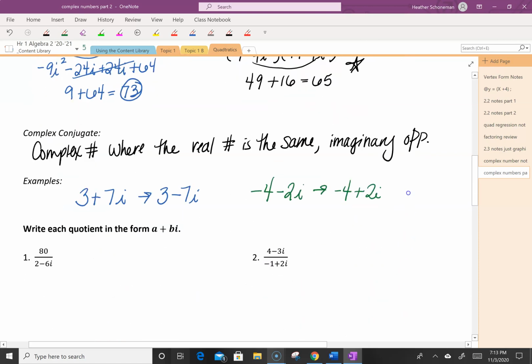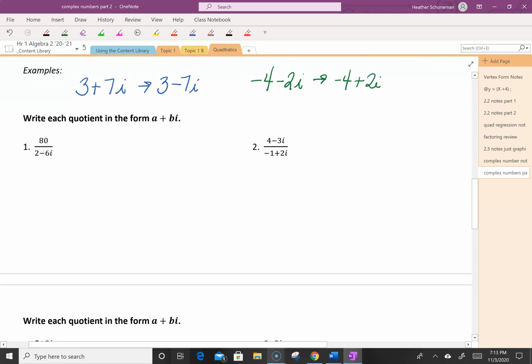Remembering this is going to help us for this next thing. We need to write each quotient, which means division problem, in the form of a plus bi. So our goal is to split this into 2 fractions. So again, keep in mind, we're just learning operations and skills so that later on in more advanced classes, you can put this to use and it'll be more helpful to you. So to do that, we have to multiply the bottom times the complex conjugate. Well, the complex conjugate of 2 minus 6i would be 2 plus 6i. Well, to keep the fraction balanced, whatever I do to the bottom, I have to do to the top.